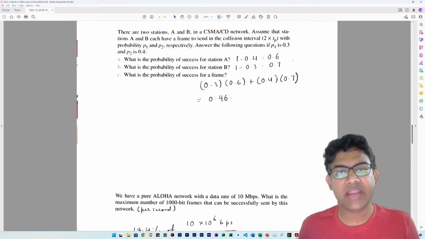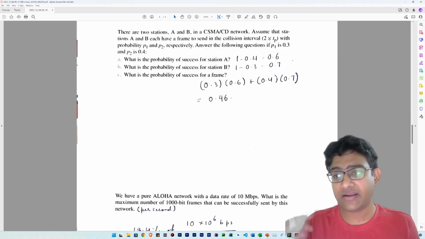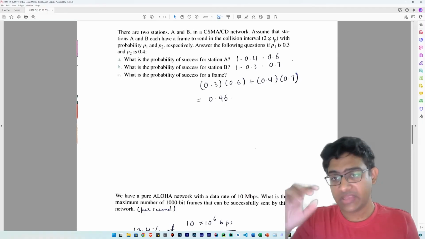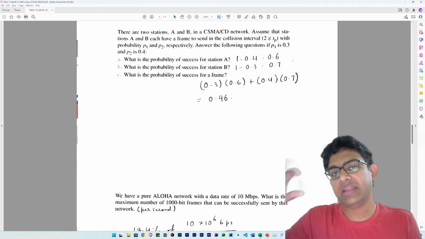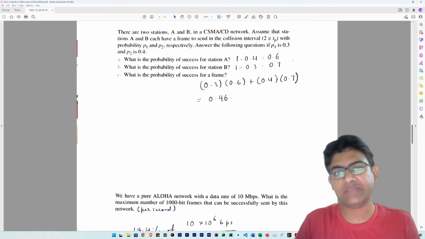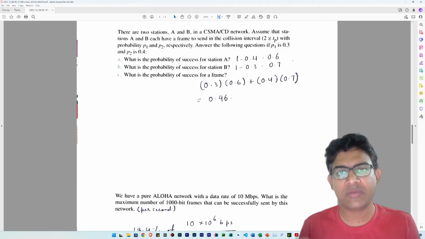So there are two stations A and B in a CSMA/CD network. Assume that stations A and B each have a frame to send in the collision interval 2 times TP. So that is the collision interval, right? If you start transmitting something, then if someone else transmits in that brief period of time, well, it may be brief, it may not be brief. Usually propagation times are very small. In that brief amount of time, if someone else also transmits, then a collision can happen, right? So no one else should be transmitting in that duration of time. That is a vulnerable time for a CSMA/CD network, as we have studied before.